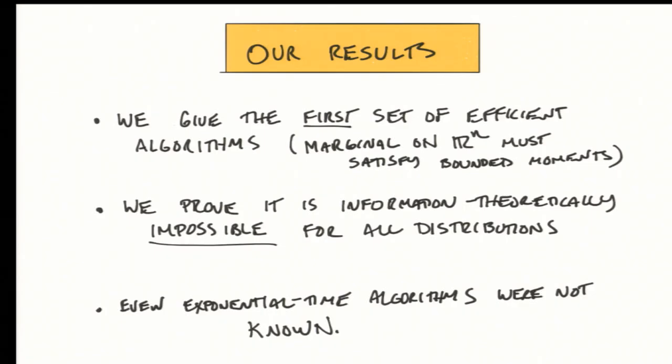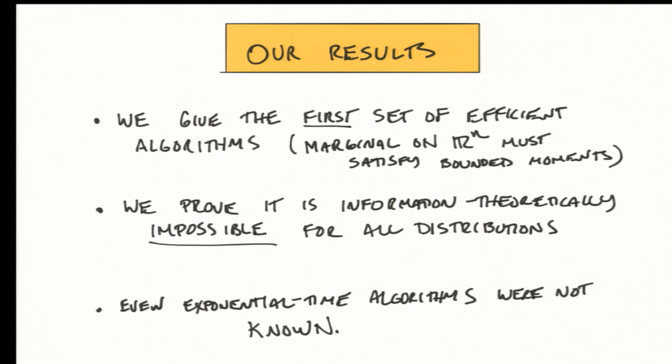Okay, so our results are, we're going to give the first set of efficient algorithms. So this is an intensely studied problem, but I'm not aware of any work that gives provably efficient algorithms for solving this problem. So we'll give the first set of efficient algorithms for solving this problem, and we'll need to take an assumption on the marginal distribution on R^d. And I'll talk more about the assumption in just a second, but in the back of your mind, you can think of it as that the marginal distribution satisfies some bounded moment condition.